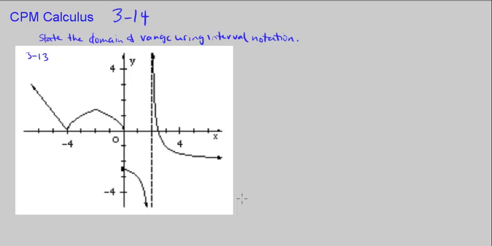This is CPM Calculus Chapter 3, number 14. So in this problem, we're asked to look at the graph given in 3-13 and state the domain and the range using interval notation. Okay, so the domain again is we're looking from left to right at all the x values that have an output.